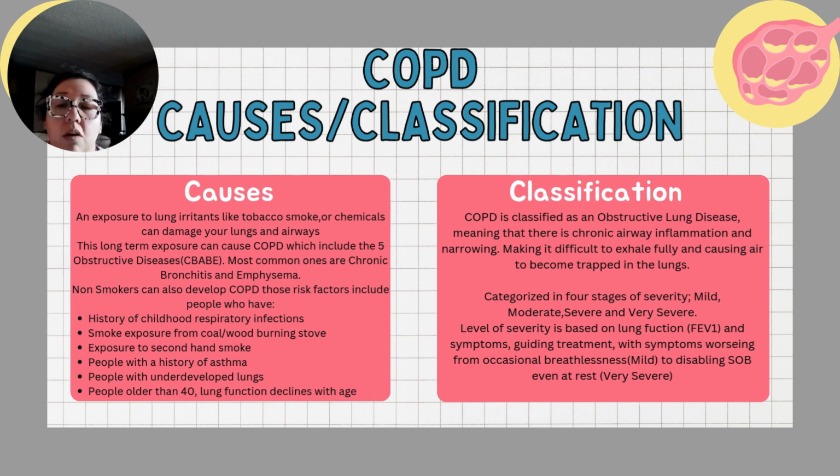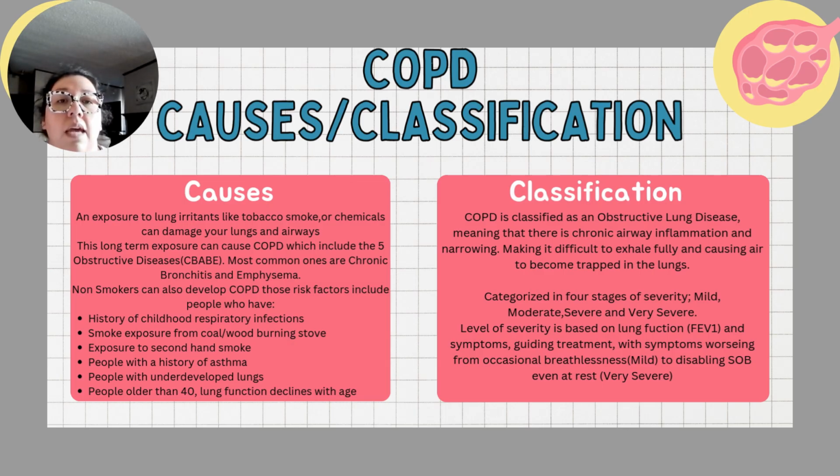And then non smokers can also develop COPD. Those risk factors for the people who are non smokers include a history of child respiratory infection, smoke exposure from coal or wood burning stoves, exposure to secondhand smoke, people with a history of asthma, people with underdeveloped lungs, and people older than 40 since lung function declines with age. For non-smokers, it's mainly a lot of lung infections, underdeveloped lungs, and exposure to a lot of these chemicals that already damages their lungs at such an early age that as their life progresses, it can lead to COPD.